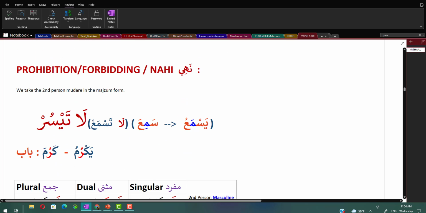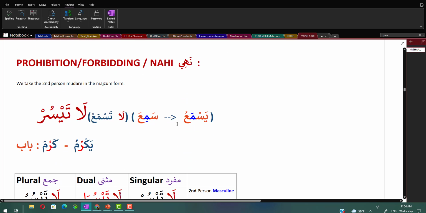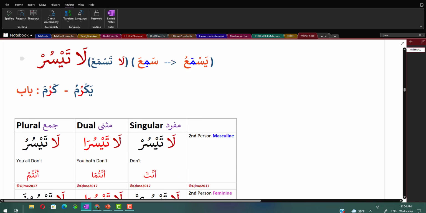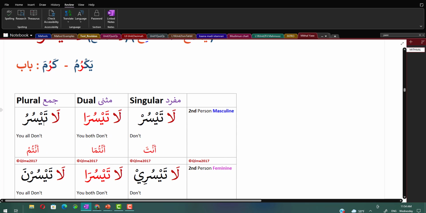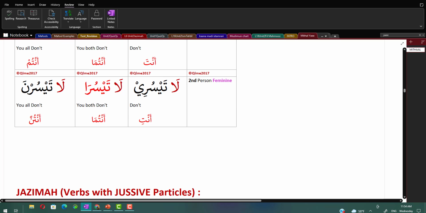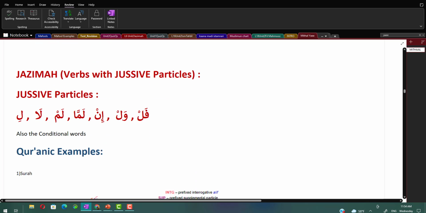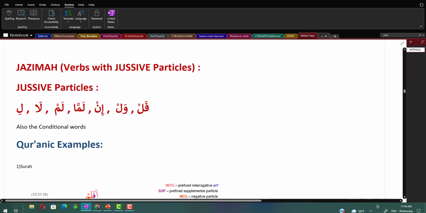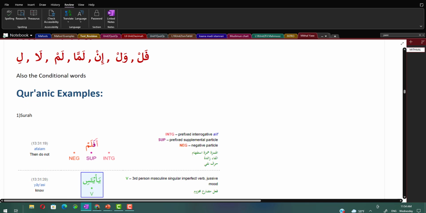Now the prohibition or nahi, how do you do it? You take la and then you take the mudari majzoom of that. Like la tasma becomes la taisur, la taisura, la taisuru, la taisuri, la taisura, la taisurna. And the jazima, the words with jussive particles, li, la, lam, lamma, in, wal and fal, and the conditional words, make the mudari majzoom.